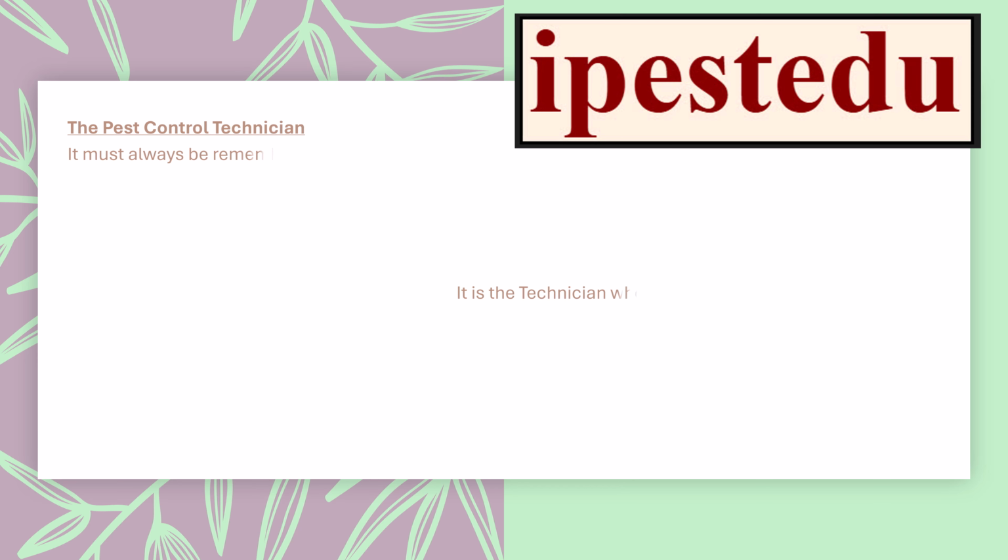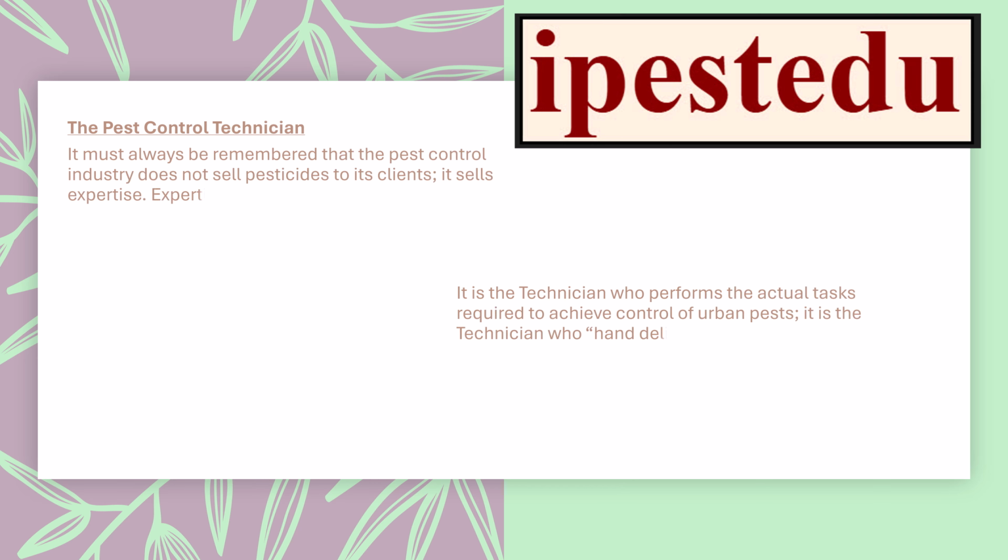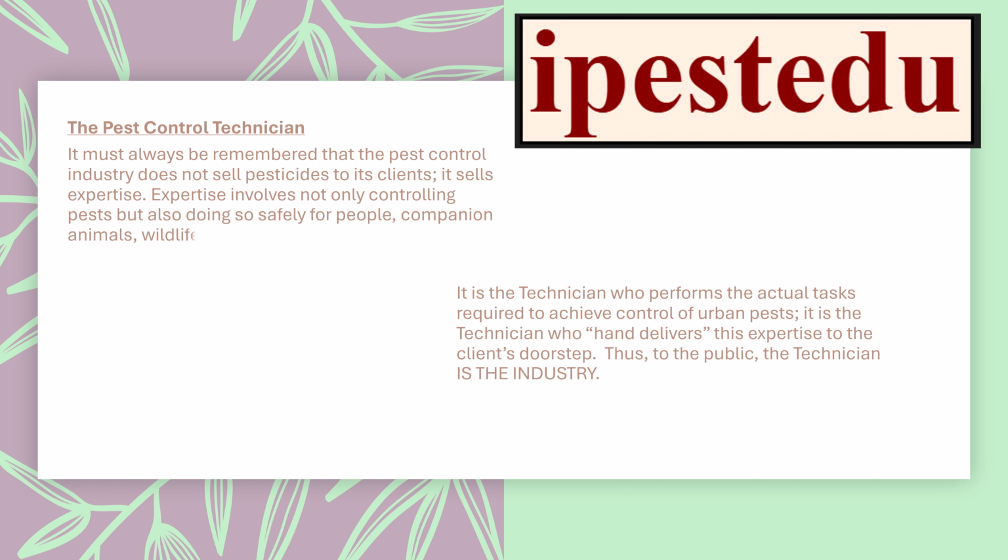The pest control technician. It must always be remembered that the pest control industry does not sell pesticides to its clients. It sells expertise. Expertise involves not only controlling pests, but also doing so safely for people, companion animals, wildlife, and the environment. It is the technician who performs the actual tasks required to achieve control of urban pests. It is the technician who hand delivers this expertise to the client's doorstep. Thus, to the public, the technician is the industry.